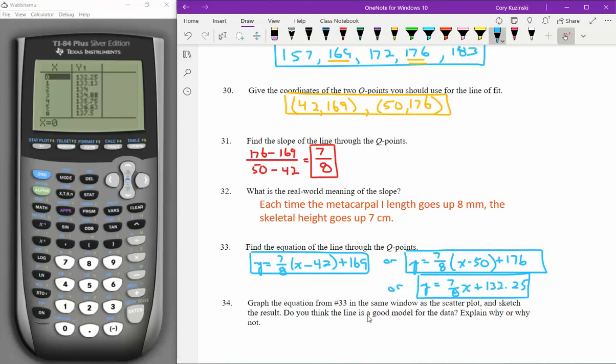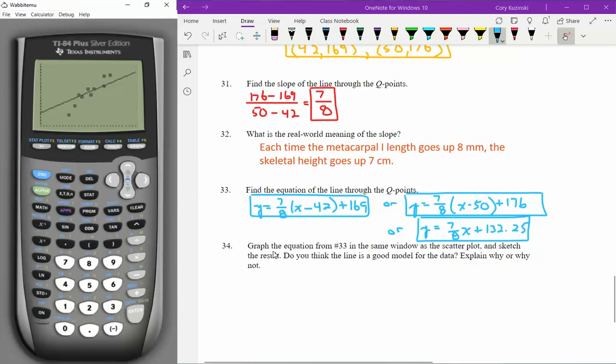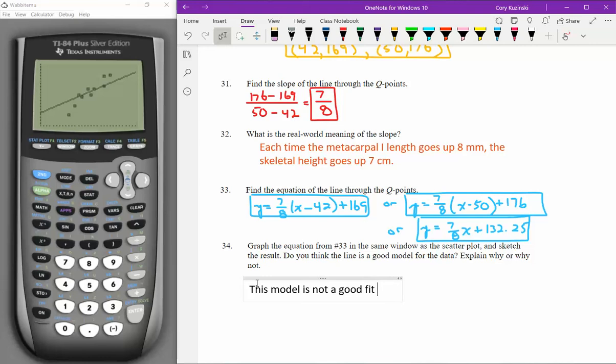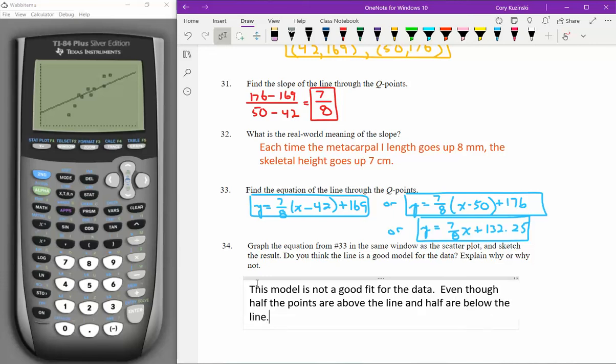All right, 34, graph the equation that we just wrote in the same window as the scatter plot and sketch the result. Do you think the line is a good model for the data? Let's graph it. Well, I see half the points above. There's 3 or 4 above, and there's 3 or 4 below. Goes through our Q points, but I don't think it's a good fit, okay? This model is not a good fit for the data. I'll tell you why. Even though half the points are above the line and half are below the line, it doesn't fit the trend of the data. It needs a slightly greater slope. How about that?